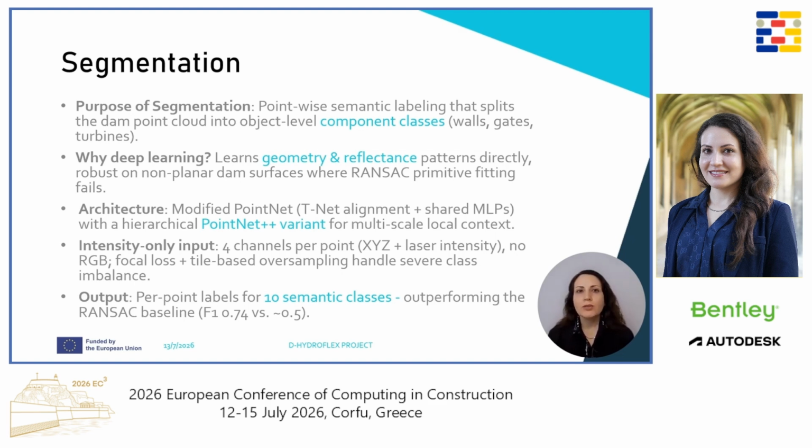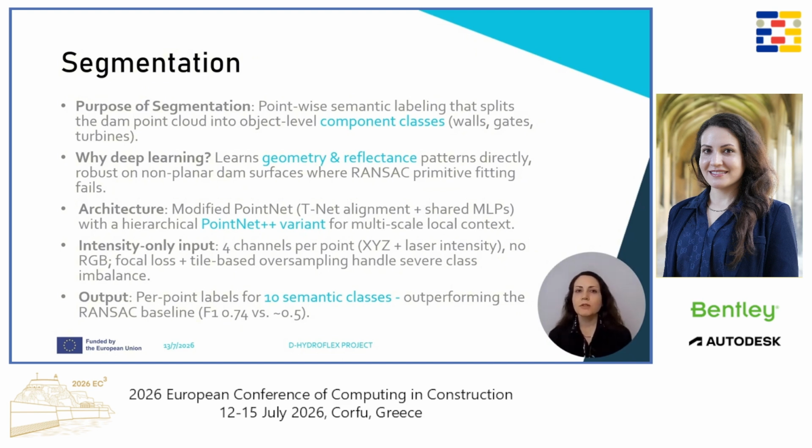Next, why do we use deep learning? Because it learns geometric patterns directly from the data. Also, it works well on complex dam surfaces. In contrast, classical methods like random sample consensus often fail on these irregular shapes.